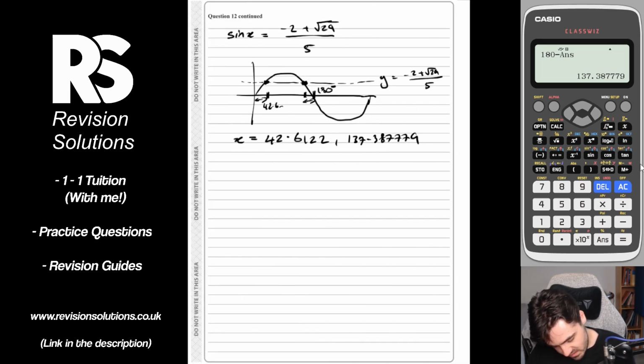Let's go back and check the rounding. They want one decimal place. So that's going to be x is equal to 42.6 and 137.4.